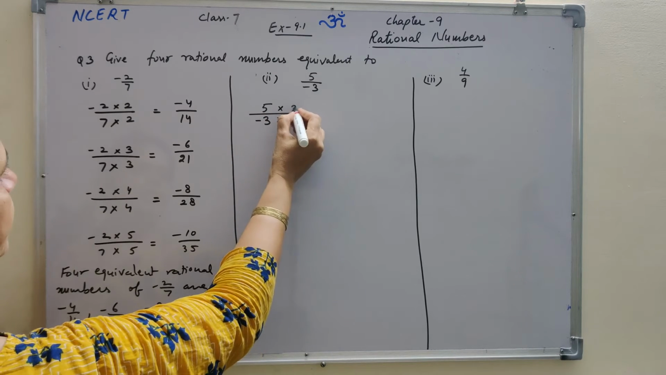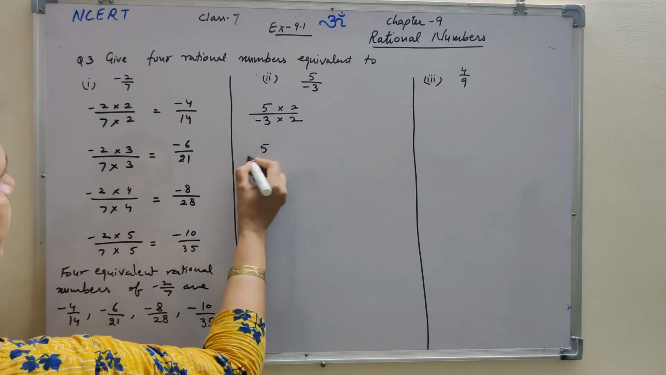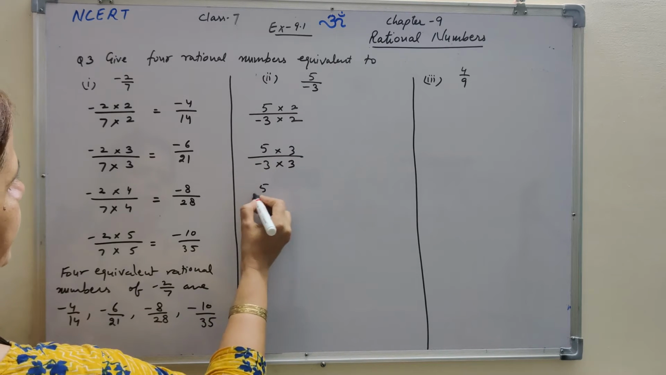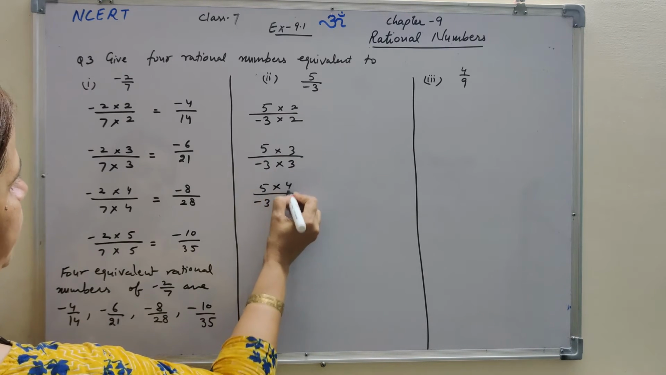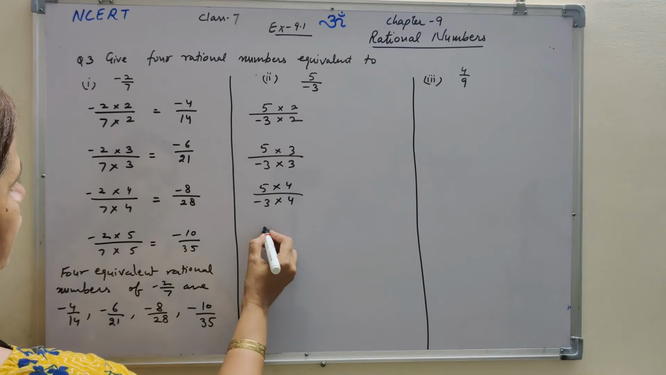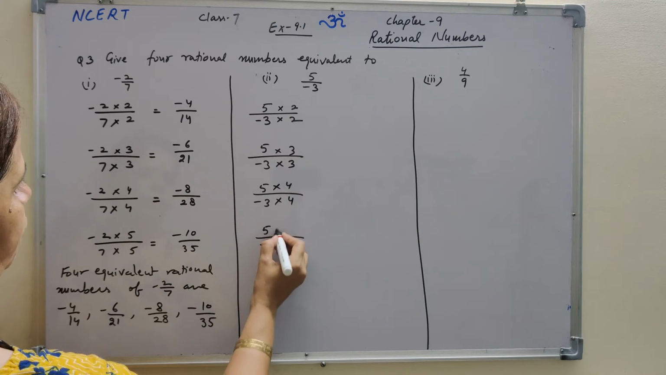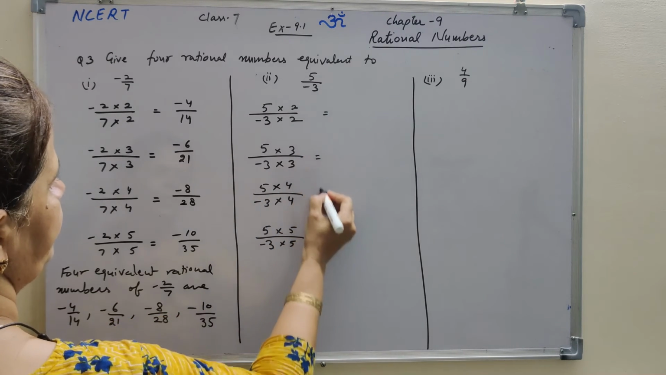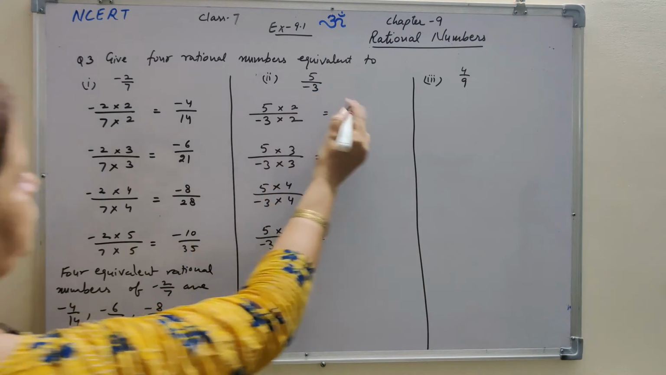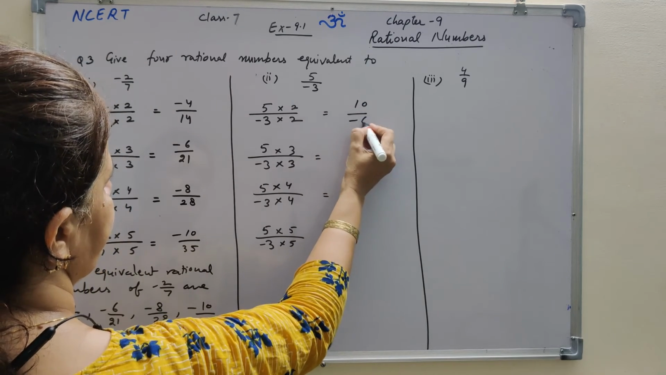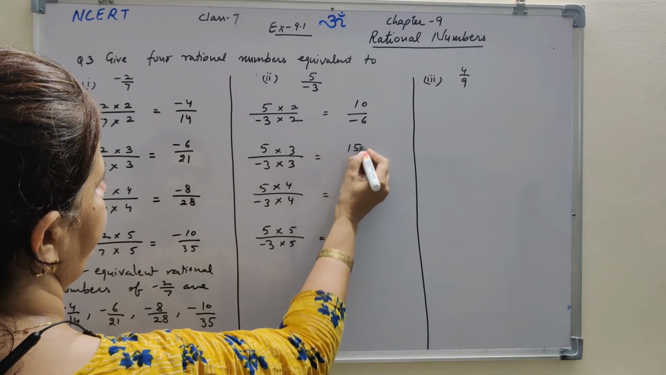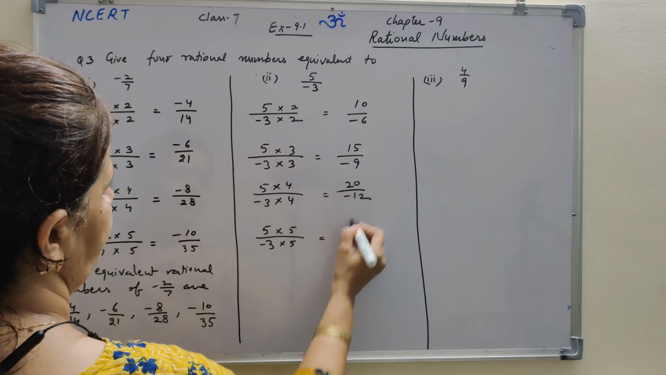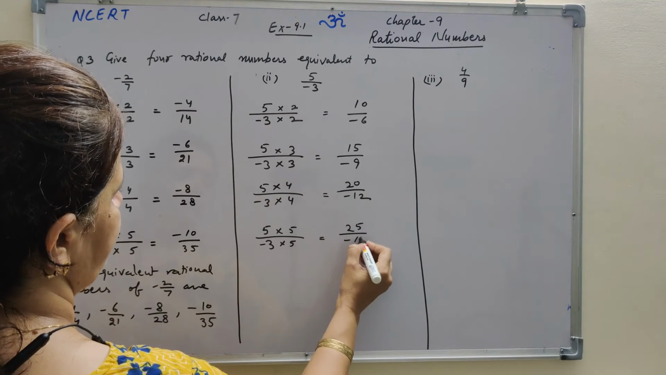Second part is I have to write down four equivalent rational numbers for 5 by minus 3. So multiplying both by 2, then multiplying both by 3, then multiplying both the numerator and denominator by 4, and then multiplying both the numerator and denominator by 5. I will get 5 twos are 10 by minus 6. Here I will get 15 by minus 9, 20 by minus 12, and 25 by minus 15.